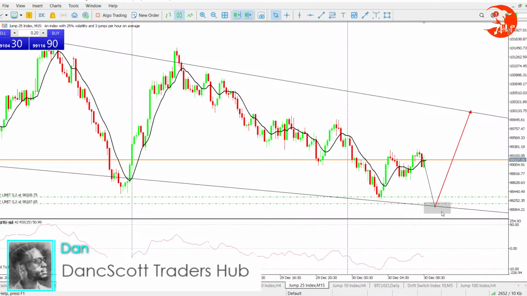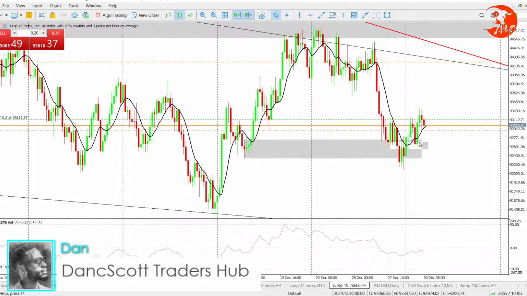Jump 25, a pullback here, and then enter buys. Jump 10, yeah, I've already entered, but so far I'm in some floating losses, but I'm not exiting my trades yet because of what I saw here. So this is a floating loss that I'm ready to incur for now.